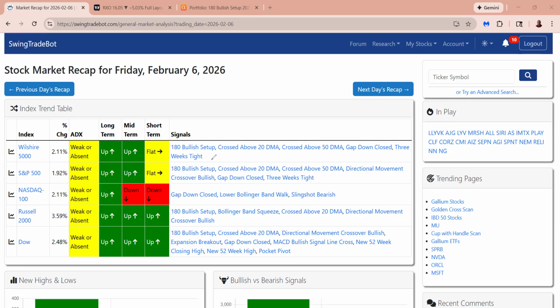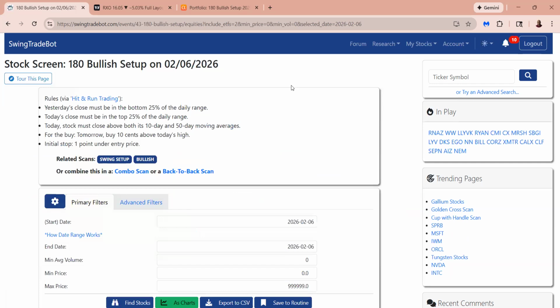All right, so I really was curious about what is this 180 bullish setup. I don't think I've really used this scan before. Let's go ahead and dive in. So I just go ahead and click on the signal and I get the scan. Here's a description. It's a set of rules from hit and run trading. In fact, SwingTradeBot has incorporated a lot of interesting trading rules from hit and run trading. And I will show you what really caught my eye about this.